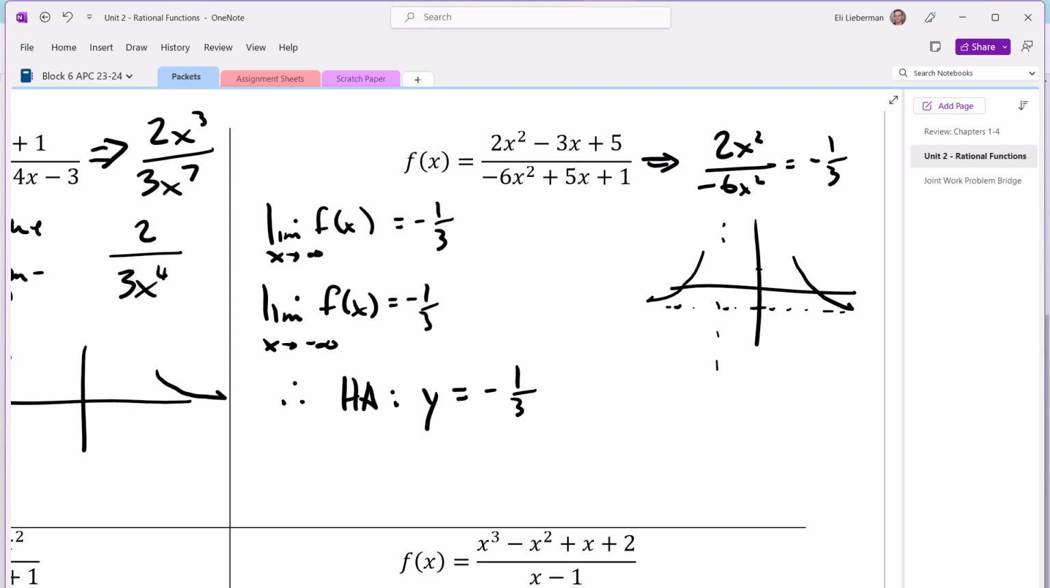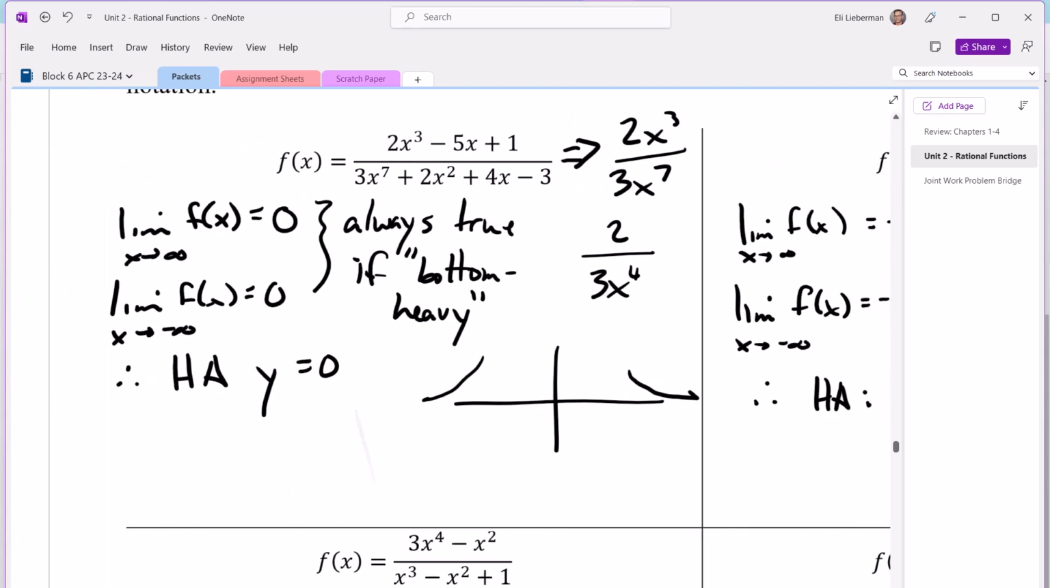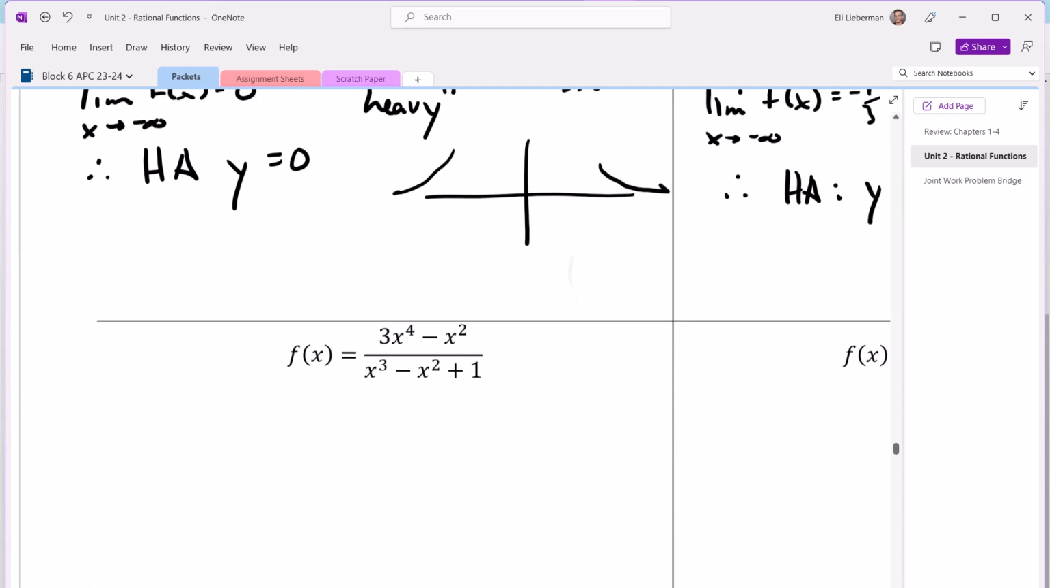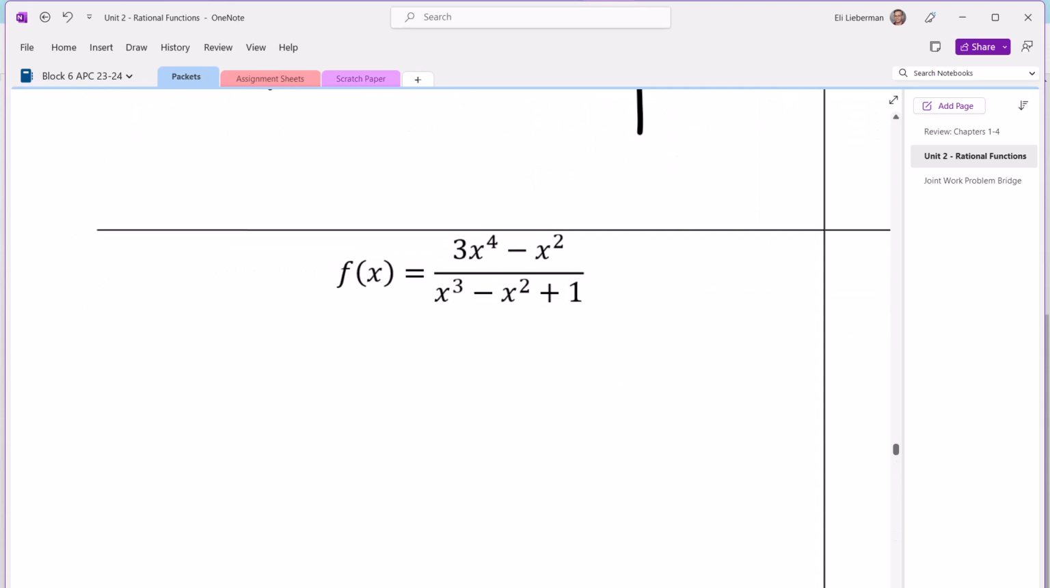Okay, let's keep going. Look at this next function. Are you surprised that it is... You notice immediately that it's top heavy? Okay, I'm going to need a minute to discuss what's going to happen here.